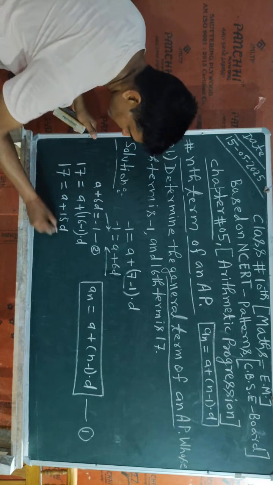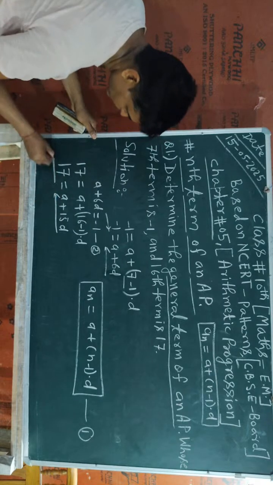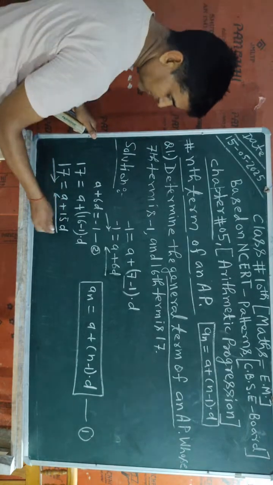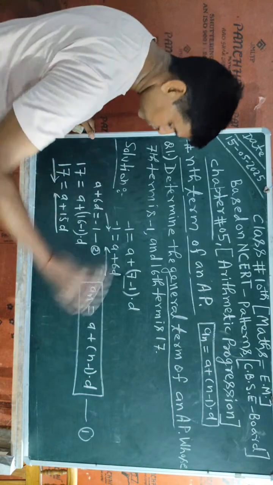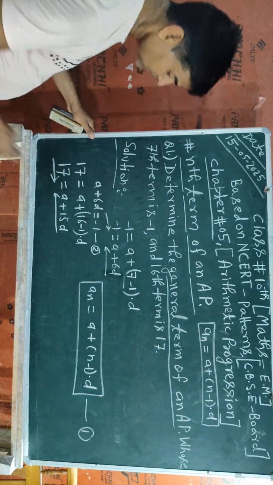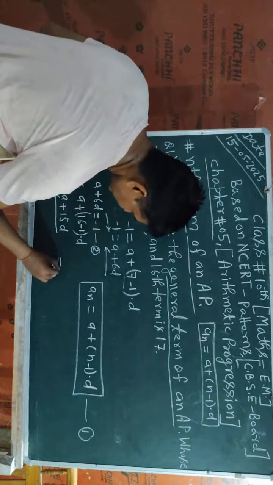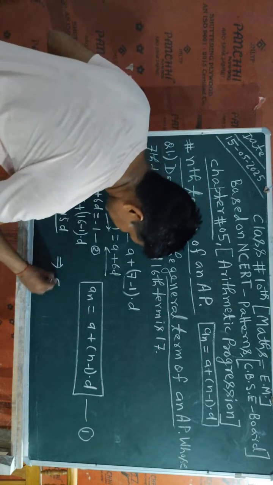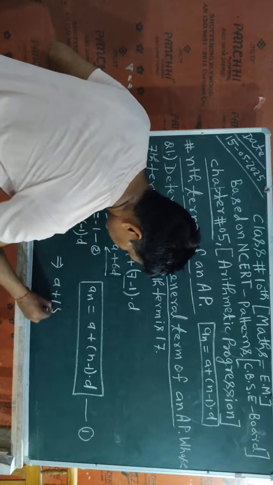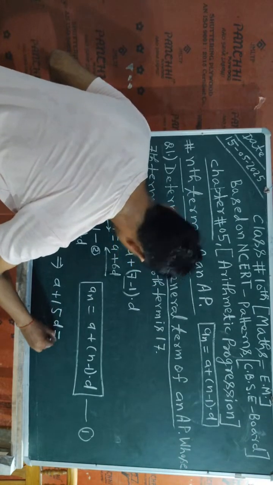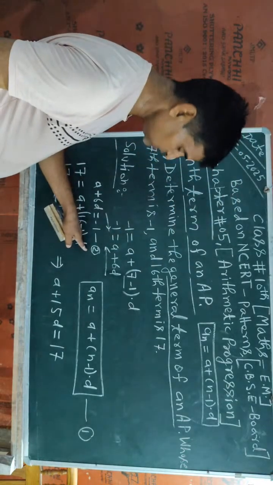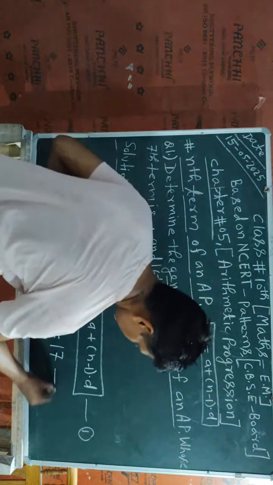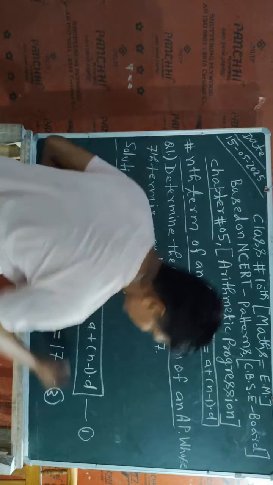Same process I will use here. A plus 16D I will put on the left hand side and the value 17 I will put on the right hand side. There will be no change in the expression. So I will write here, it implies that A plus 16D is equal to 17. So here I had assumed equation number 2, so this will be equation number 3.